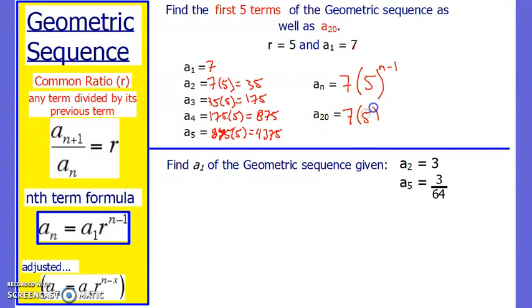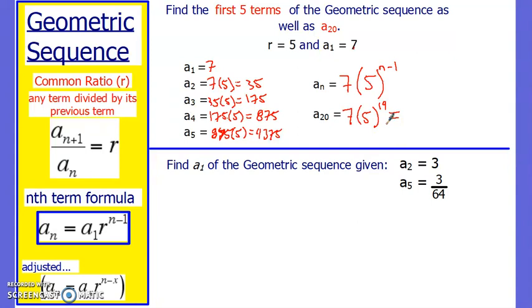I'm going to multiply by 5, 20 minus 1, or 19, times. Sorry about the handwriting there. I'm going to try to make that 9 look a little better. There we go. Times.